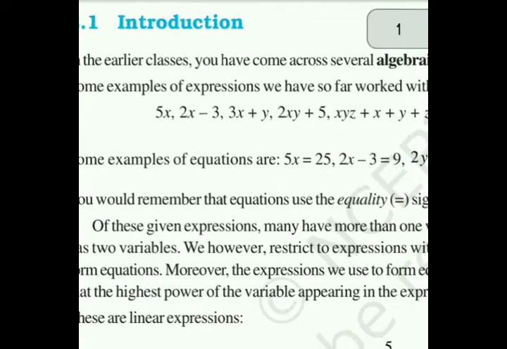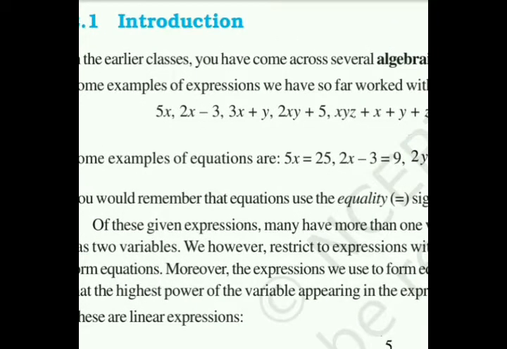First of all, we take 5x. Here 5 is multiplied with x, so 5x is just an algebraic expression. Next is 2x minus 3. In this case x is multiplied with 2 and then subtracted by 3. So 2x minus 3 is an algebraic expression.